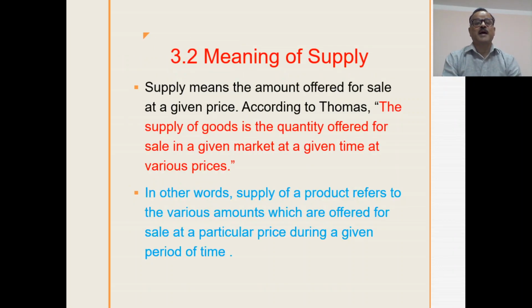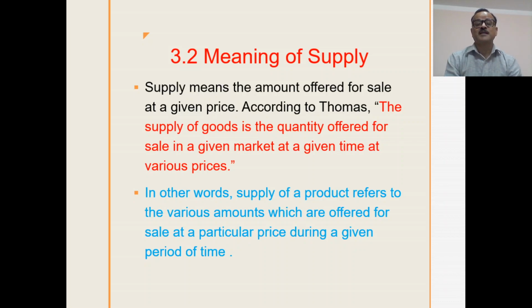Meaning of supply. Supply means the amount offered for sale at a given price. According to Thomas, the supply of goods is the quantity offered for sale in a given market at a given time at various prices. In other words, supply of a product refers to the various amounts which are offered for sale at a particular price during a given time period.